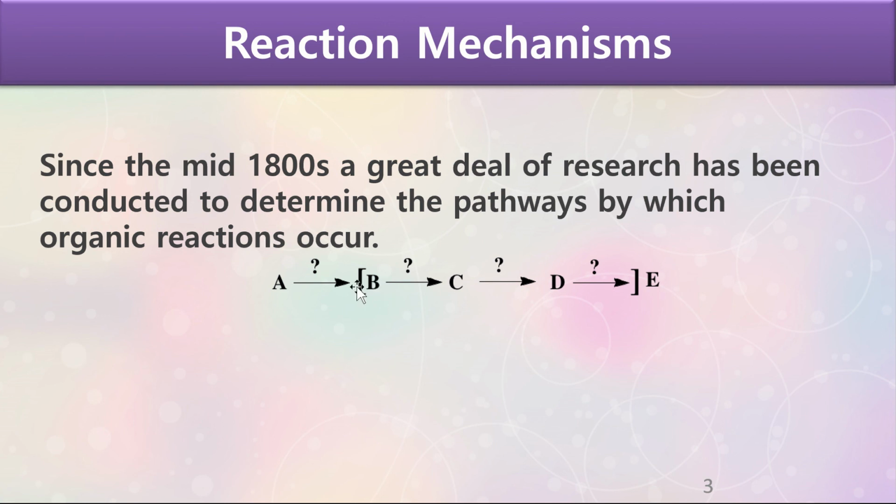right? What are the intermediates? Did it just go from A to E, or are there intermediates along the way? So these are the questions that would cause any scientist to want to figure out these reaction mechanisms.